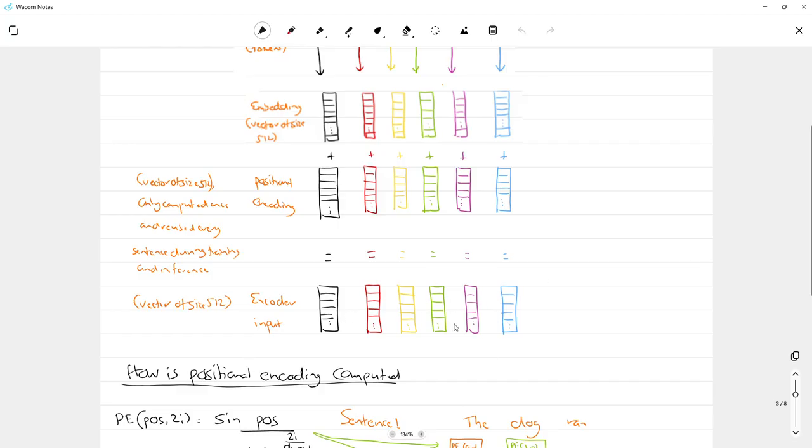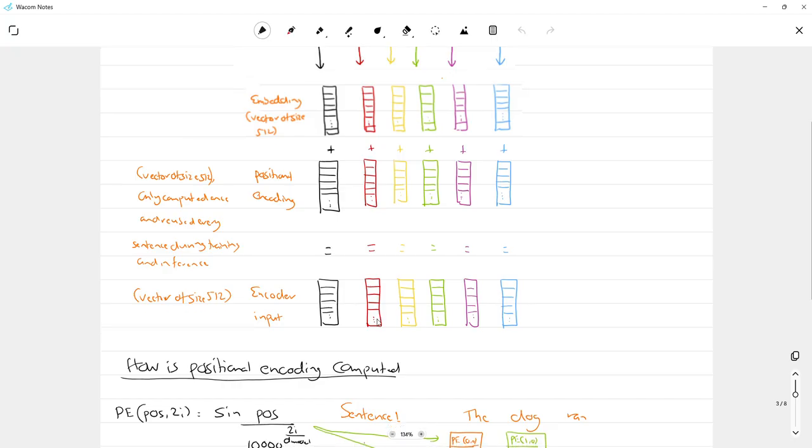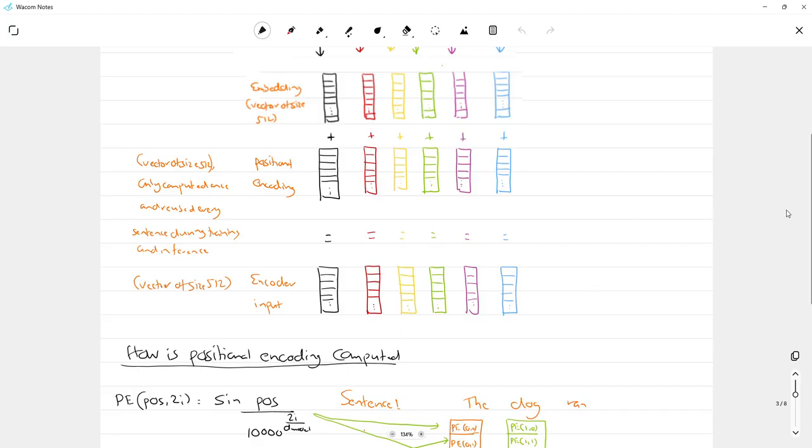So the final set of vectors, one for each word, now becomes the encoder input. Each of these vectors is still of size 512, but now it carries complete information, the inherent meaning of the word plus its specific location within the sentence. The enriched input is then fed into the subsequent layer of the transformer encoder for deeper contextual processing.